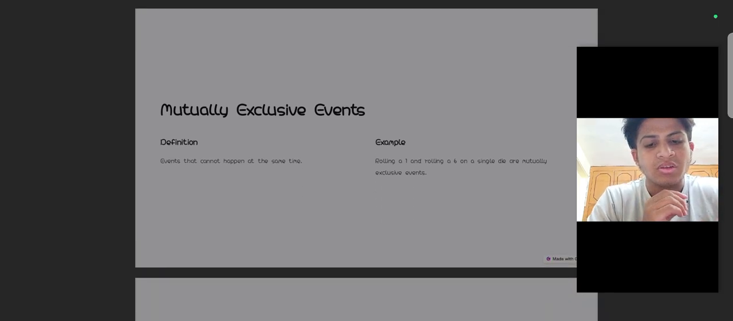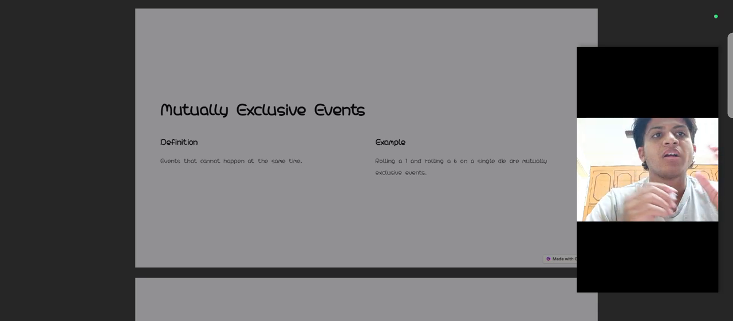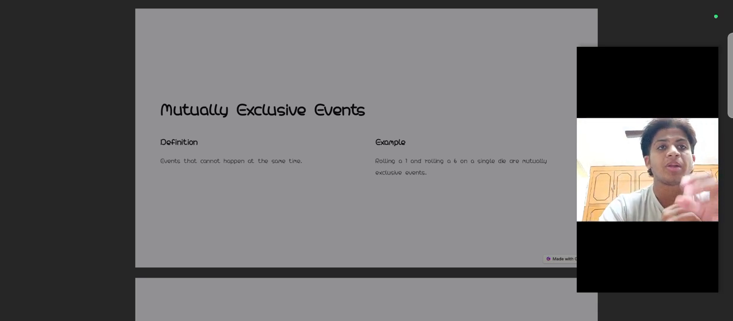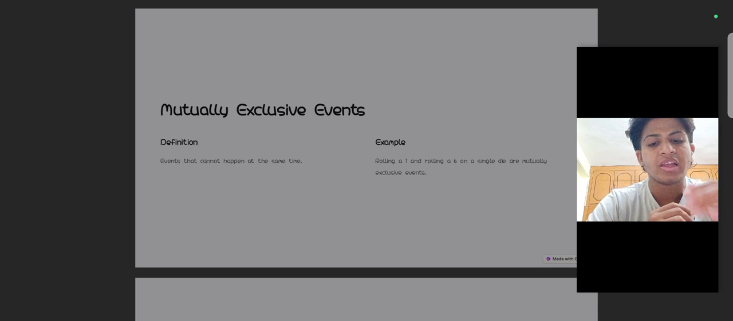Mutually exclusive events are events that cannot occur at the same time. If one event happens, the other cannot, and vice versa. In other words, the occurrence of one event excludes the possibility of the other event happening. There is no overlap, and no overlap means the events have no common outcomes. The intersection is empty. Mathematically, it is P of A intersection B equals zero.